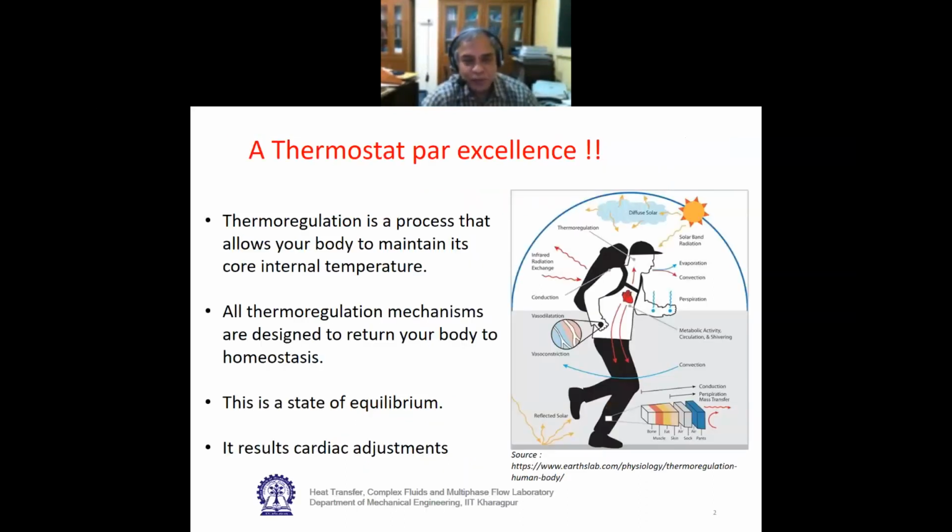Even in textbooks nowadays, in school, they tell that the human body is very much similar to a heat engine. But what they do not tell is that as a heat engine, the human body has very low efficiency. But it is a very good thermostat. As a thermostat, its performance is excellent, because it can maintain the temperature to a very precise level.